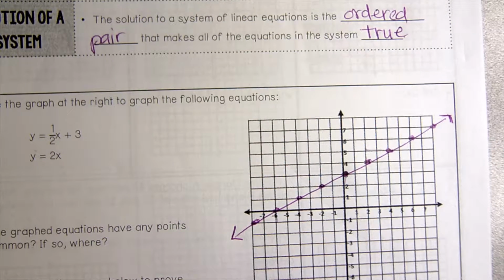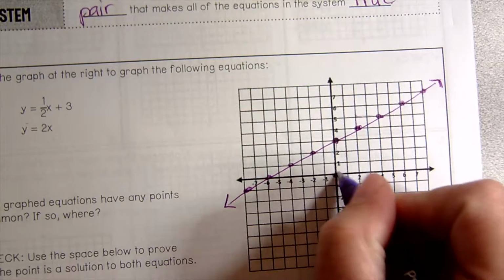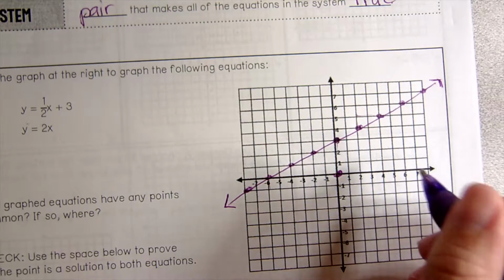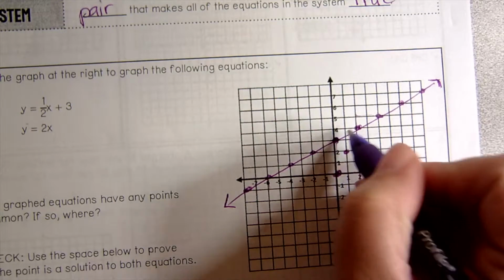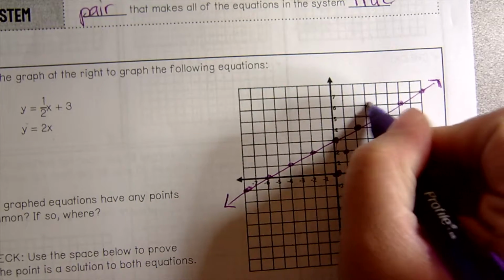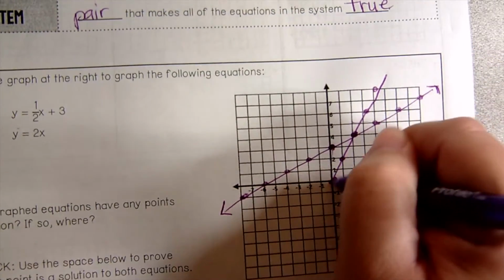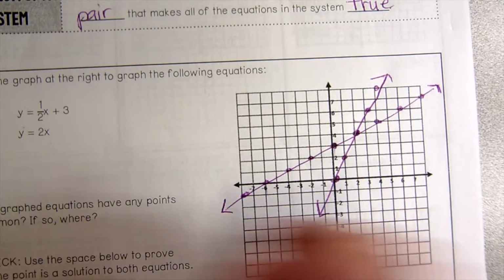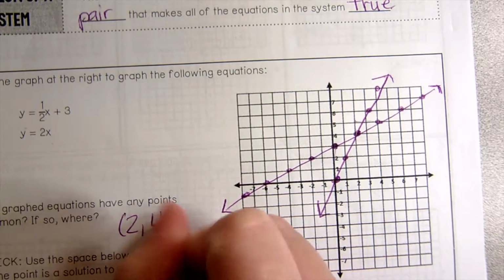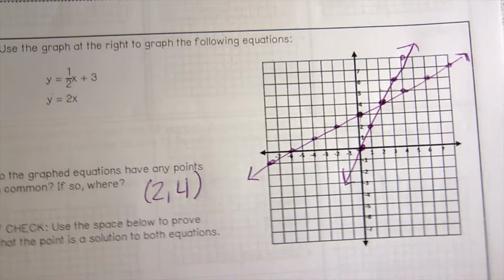Y equals 2x. What is the intercept? 0. What is the slope? 2. Up 2 over 1. So keep going up 2 over 1. So where do those two lines cross? At 2, 4. So that is the solution to this system of equations.